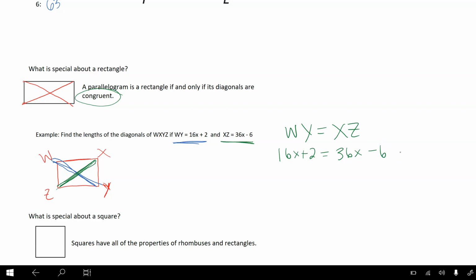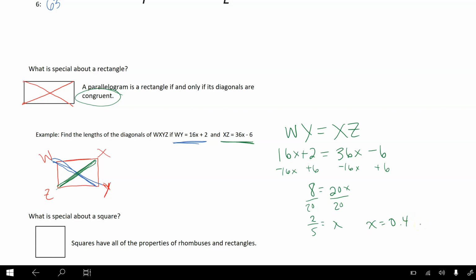And then they asked us to find the lengths, so we're going to start out by solving for x. We subtract the 16x from both sides, get all your x's to one side, get your numbers to the other side, so we get 8 equals 20x, divide by 20, and those are both divisible by 4, so we get 2/5 is x. If you want to say x is equal to 4/10, you can do it that way also.